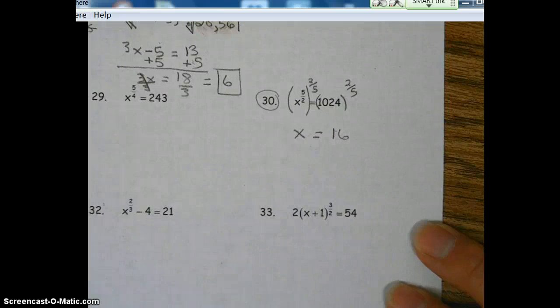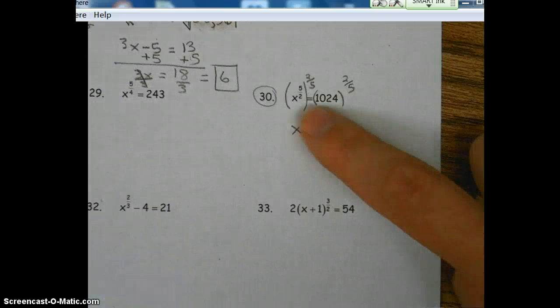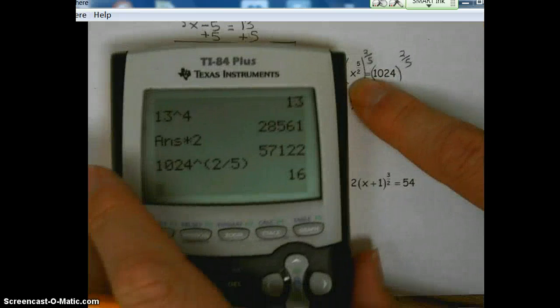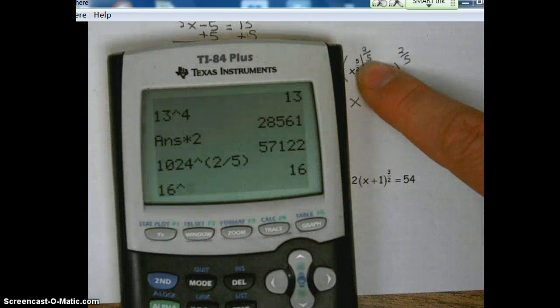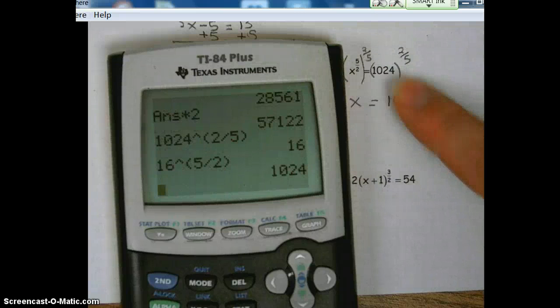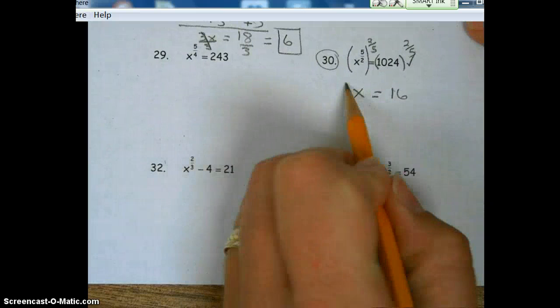Now, let's see if we got the right answer. Now, how do we check this? Let's plug 16 back in for x. So 16 raised to the 5 halves power. We should end up with 1024. Checks out. That one checked out.